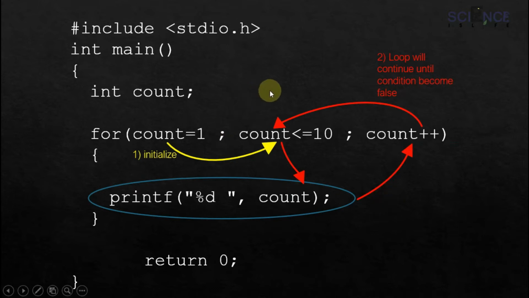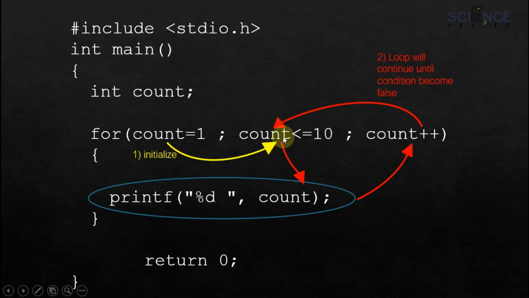Let's take an example for this and see how this is working. Here I have created a variable count, which is an integer. Then I am using that variable within this for loop. So this is the initialization part. Here I have initialized the count variable as 1. At the very beginning, my count variable value is 1. Then what will happen? After the initialization, it will check the condition.